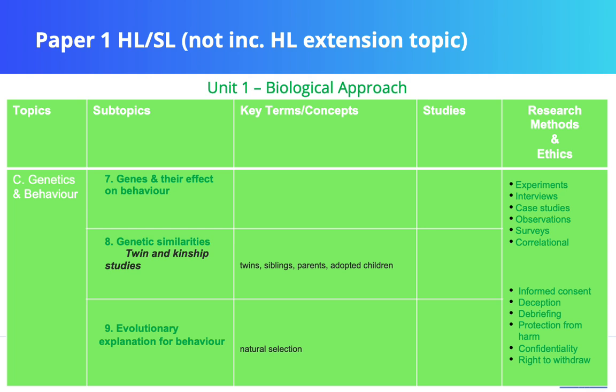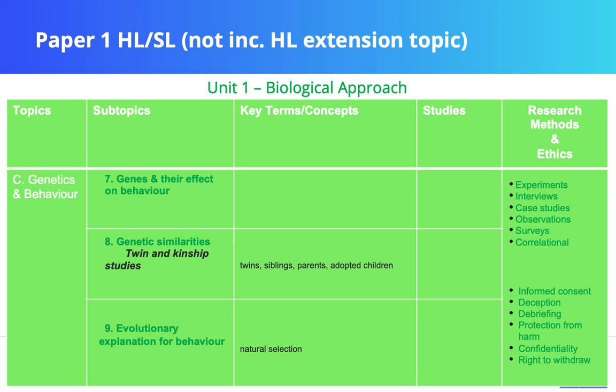For subtopic number 8, research must be fully focused on genetic similarities. So the safest way to make sure that you're including relevant research is to make sure you're including research that uses twins as participants, or research that's looked at family members such as siblings, parents, or children that have been adopted, to make sure they are focused on the concept of genetic similarity between people and how that affects behaviour.